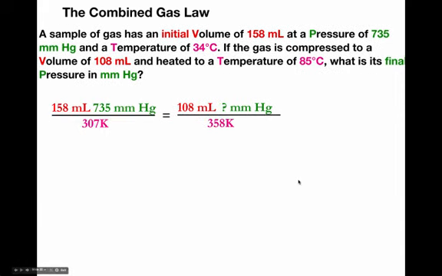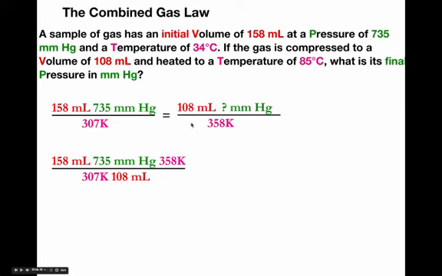So I'm just bringing the problem over to the next slide. This is just me rewriting the same formula that I showed you on the previous slide. And basically figuring out what the question mark is, it will be 158 milliliters times 735 millimeters of mercury times 358 Kelvin divided by 307 Kelvin divided by 308 milliliters. And if you look at this, all of the units cancel out except millimeters of mercury. Milliliters on the top, milliliters on the bottom, they cancel. And Kelvin on the top, Kelvin on the bottom, they cancel as well.